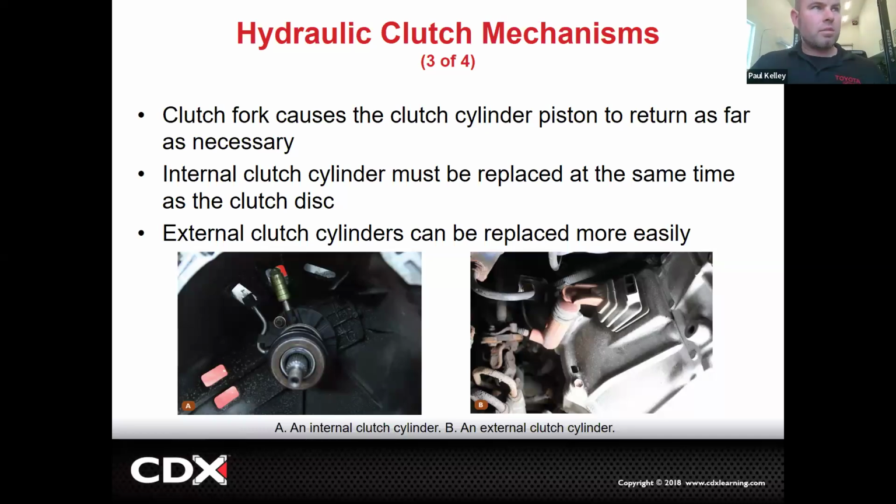But the other cool thing with this, if you have a leaking slave cylinder, you can replace this without taking the transmission out.